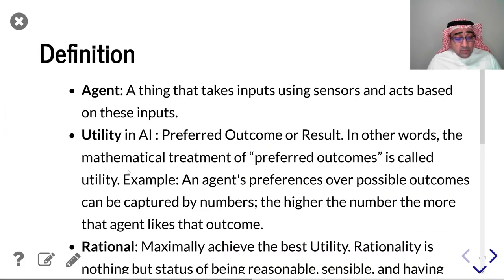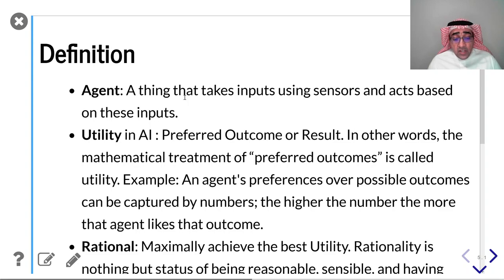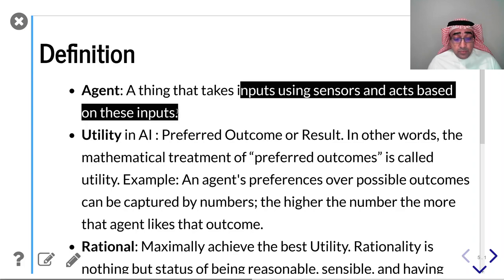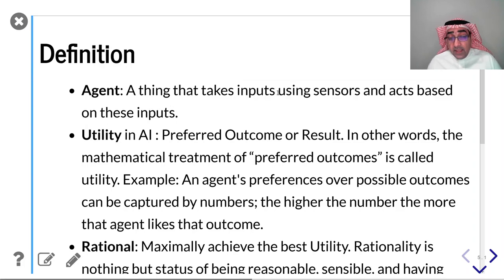So let's talk about some definitions. We'll talk first about an agent. What do we mean by an agent? An agent is a thing that takes inputs using sensors and acts based on these inputs, okay? So anything that can take an input and act upon it is called an agent. Think of a vacuum cleaner, for example, a small vacuum cleaner that is autonomous, or a robot that is doing vacuum cleaning. This is called an agent, okay? Anything that can actually take an input and do some actions is called an agent, and this is how we will refer to it within this course.